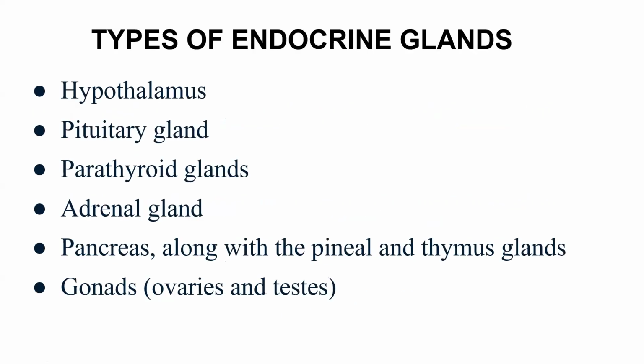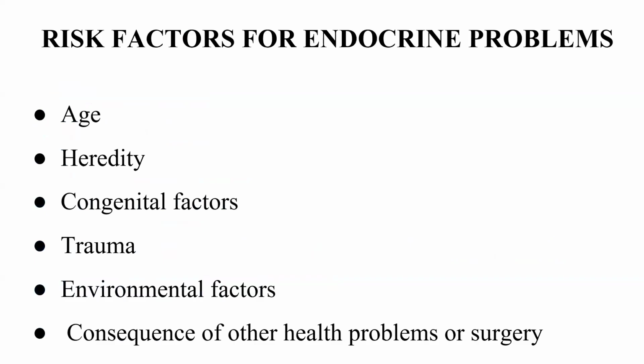So what are the types of endocrine glands? I have shown you the location of these endocrine glands. We said we have the hypothalamus and the pituitary gland, both located in the what? In the CNS, the central nervous system. You have the thyroid gland and the parathyroid gland. You have the adrenal gland, the pancreas, and the gonads. So we're going to be taking this one after the other.